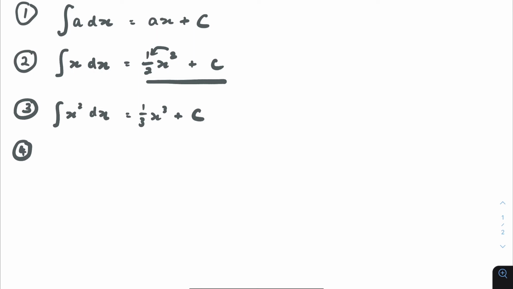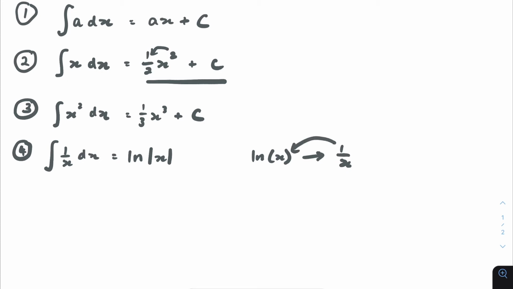All right, let's move to rule number 4. This one's a little bit different. Let's say you have 1 over x. This would become ln of x, in absolute value. I guess the only way for me to explain this is that imagine you're differentiating ln x. That would immediately become 1 over x. So the reverse would mean it becomes back to ln x, and then obviously plus c.